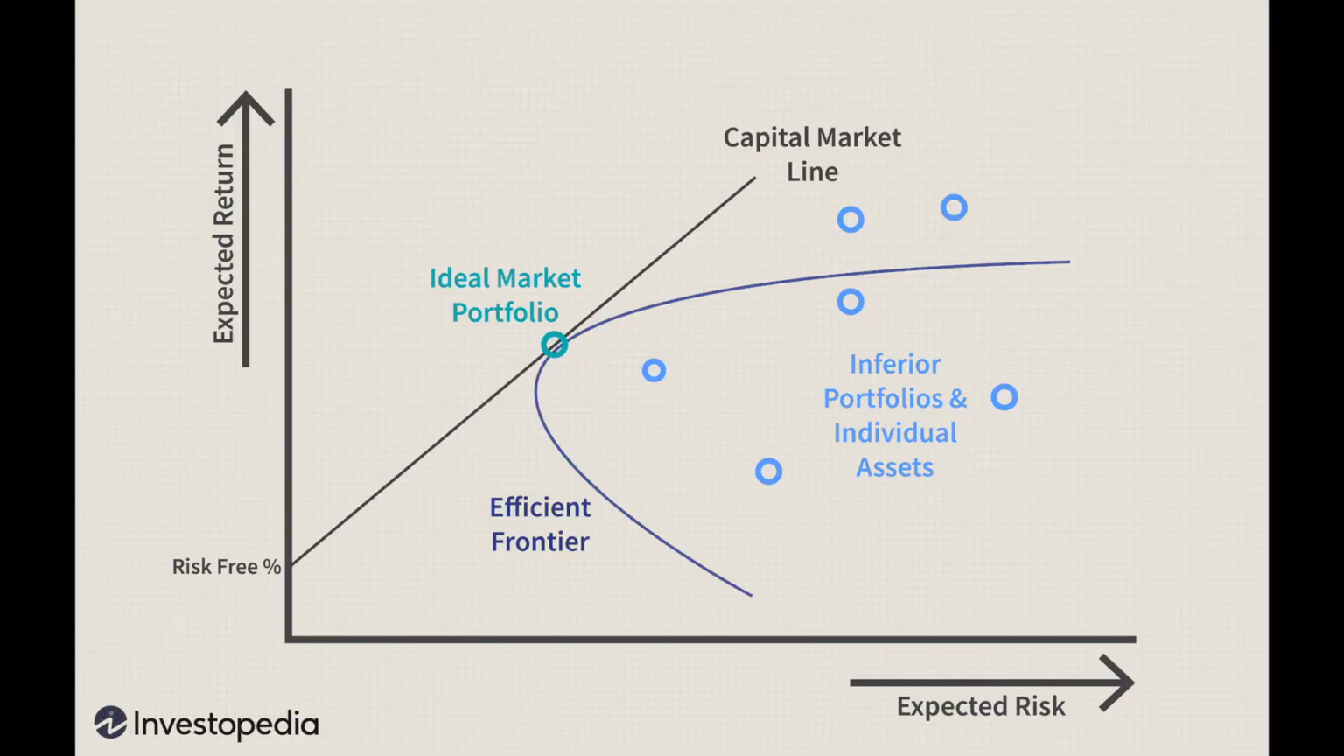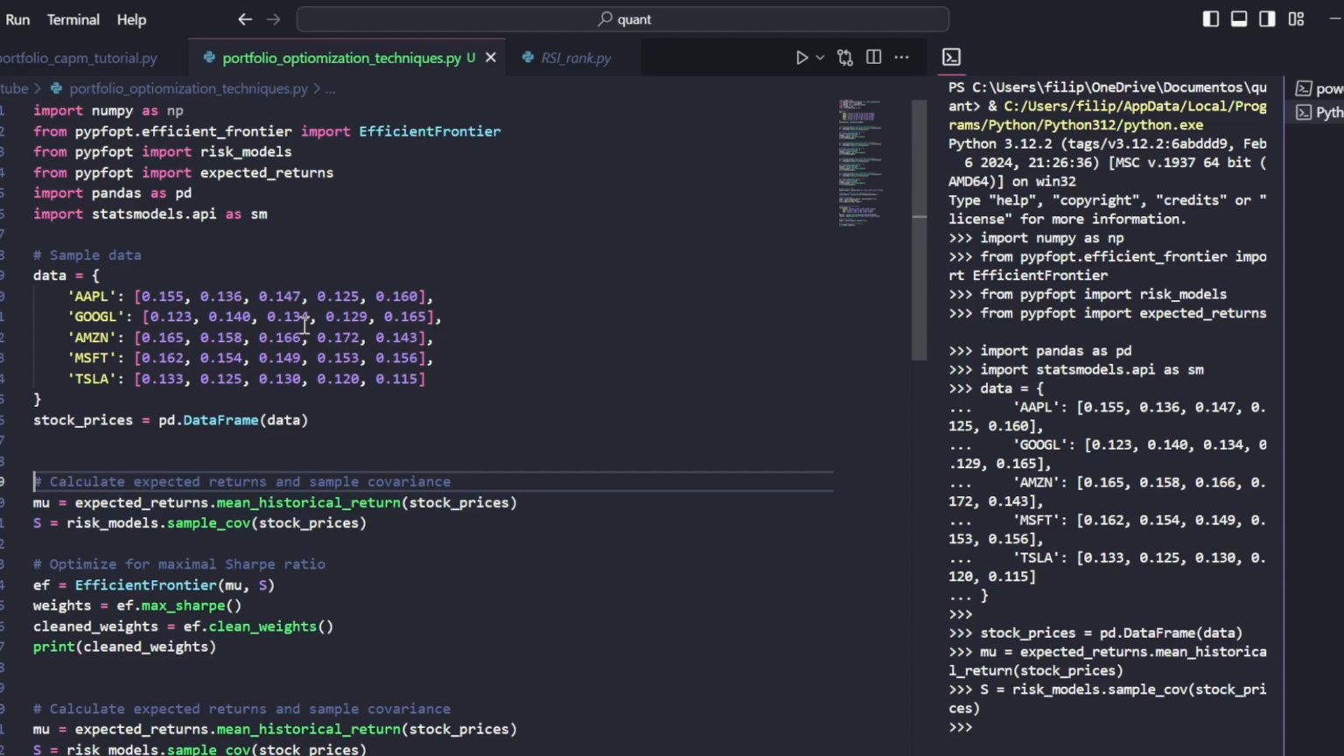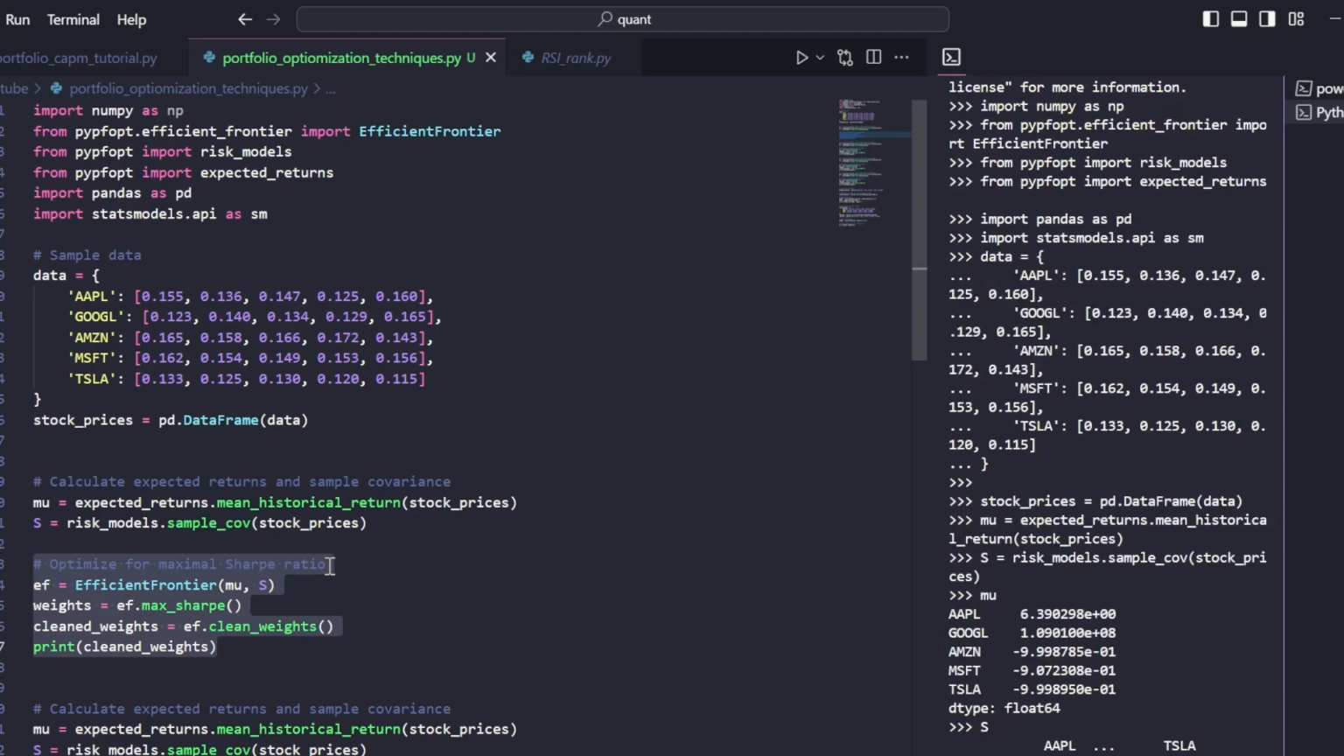Moving on to the Capital Asset Pricing Model, or CAPM. CAPM introduces the concepts of market risk and the risk-free rate to evaluate an investment. In Python, we can calculate the beta of stocks against a market index, which is crucial for CAPM.